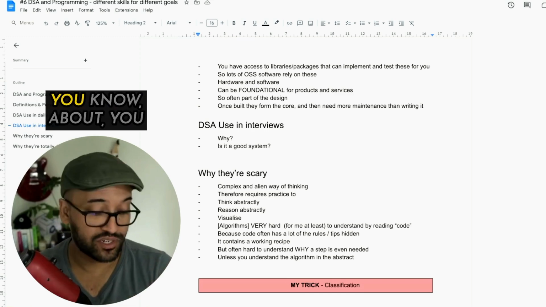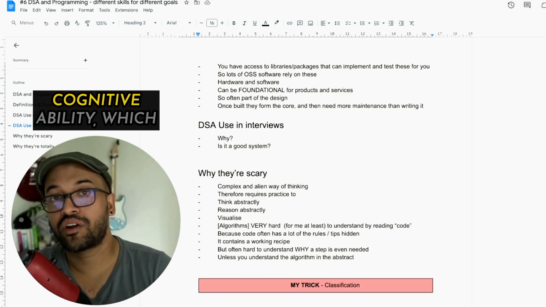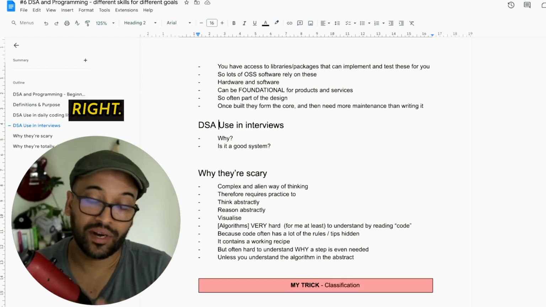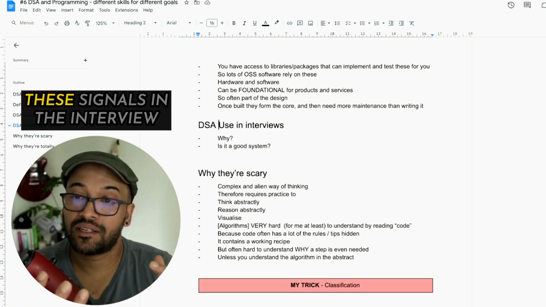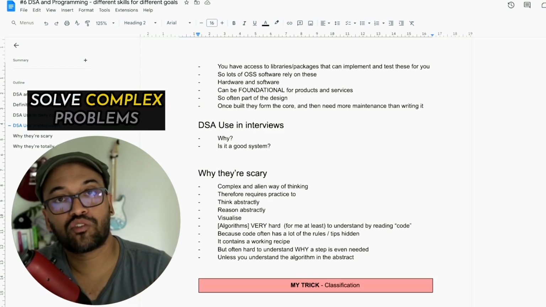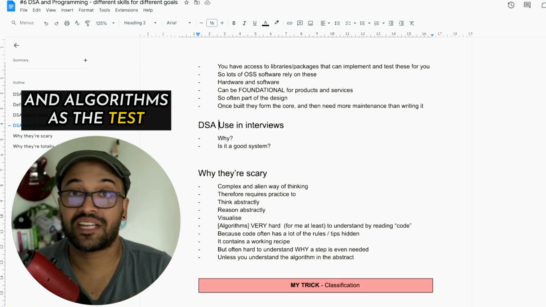It's all public information, about, well, do you have enough knowledge to do the role effectively? Another one is general cognitive ability, which includes your ability to think through problems and solve them, right? So they're using these signals in the interview process to assess, well, generally, can this person solve complex problems or not? And one way to do that is through using data structures and algorithms as the test interview questions.